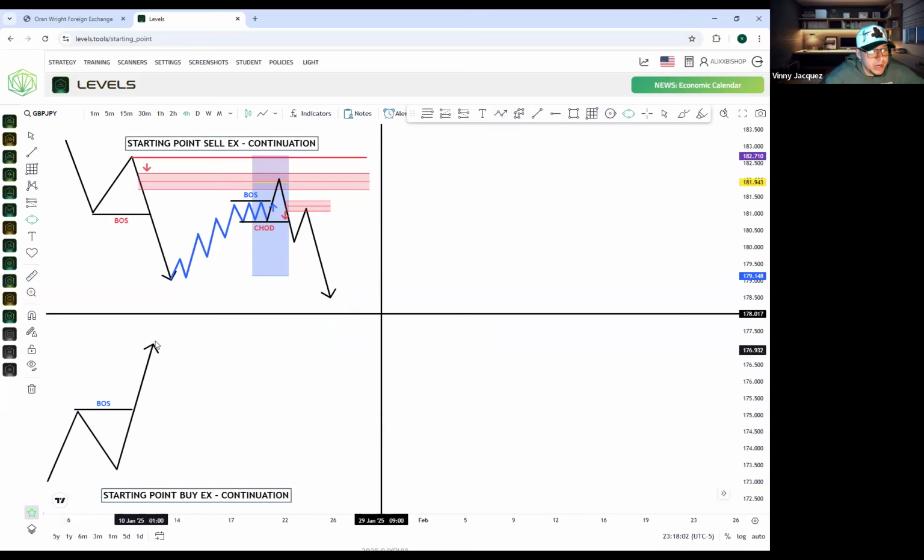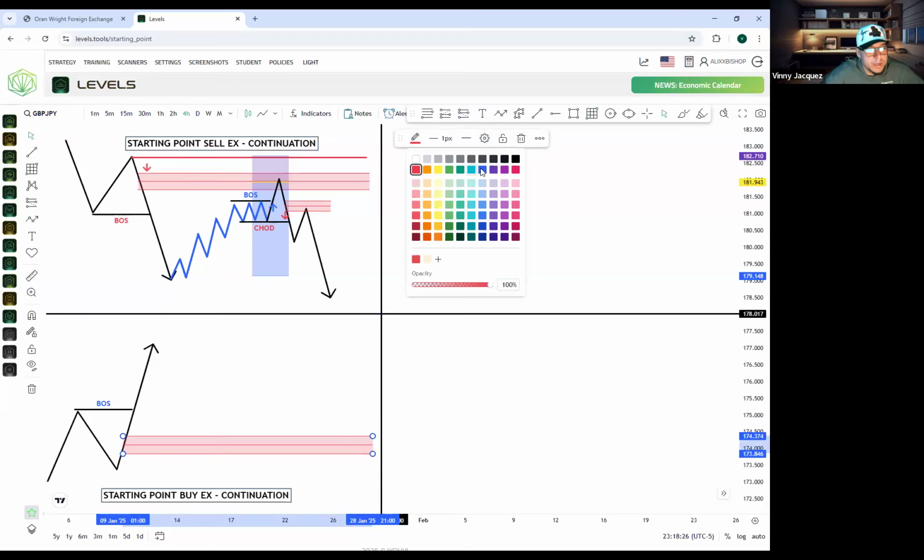Once you can identify this breakout rally, follow that rally back down to the last selling candle. So we follow this. There should be at least 2 green candles here. Follow that down to the last selling candle, and that's going to be your starting point for buys. So let's go ahead. We'll make this blue.